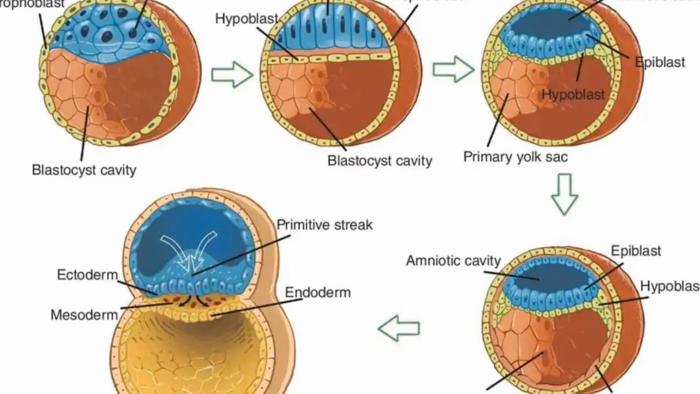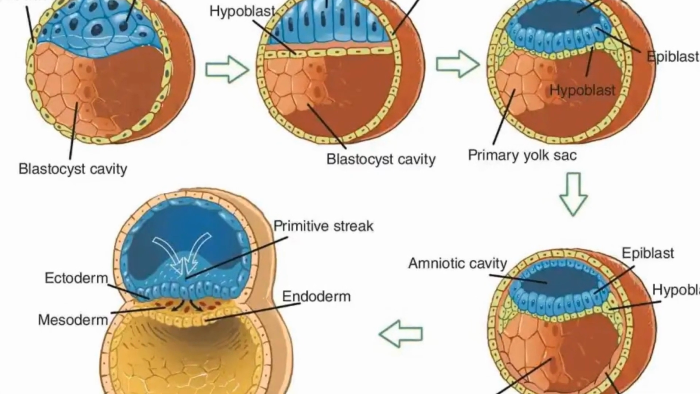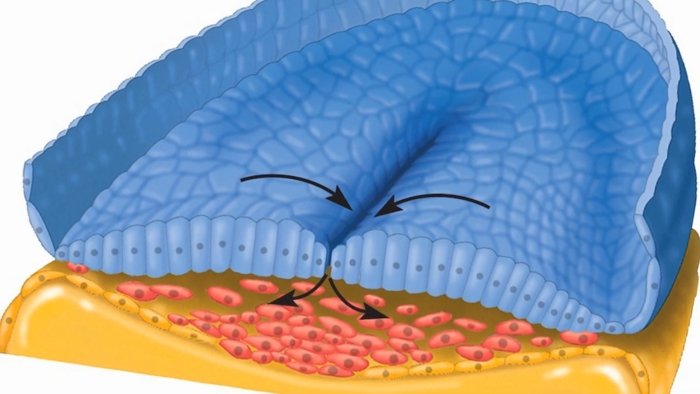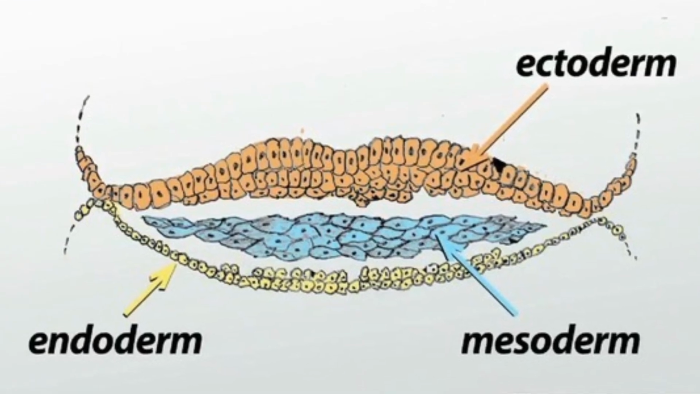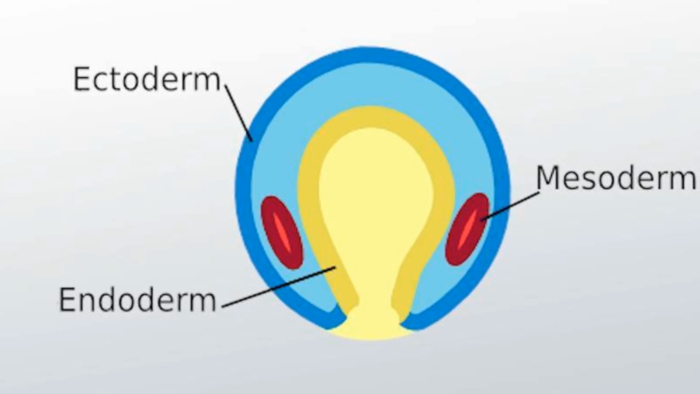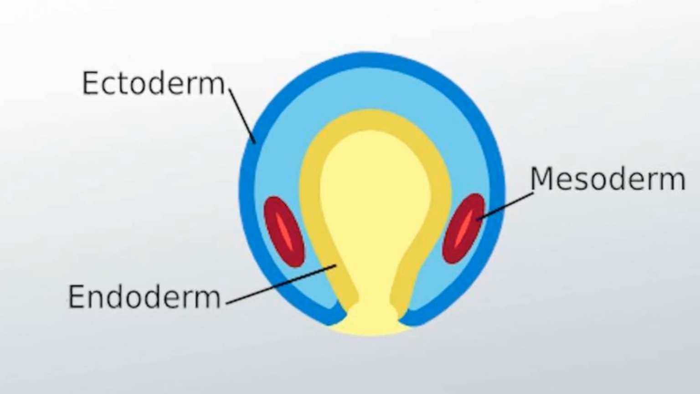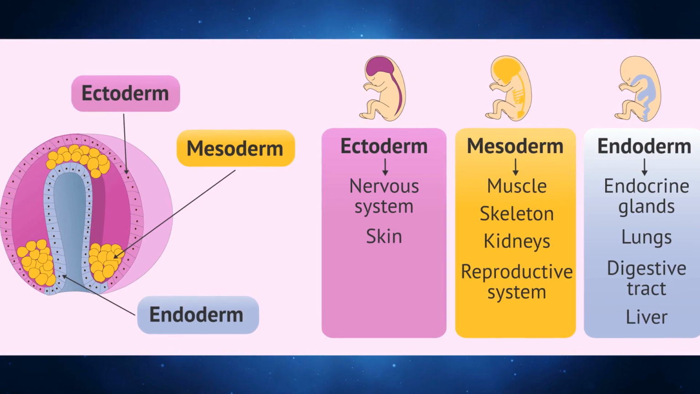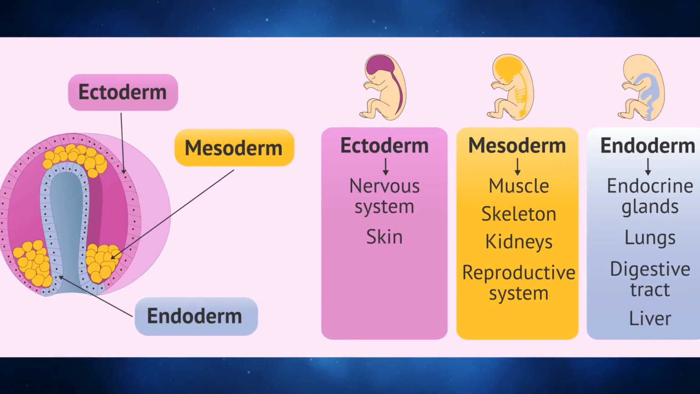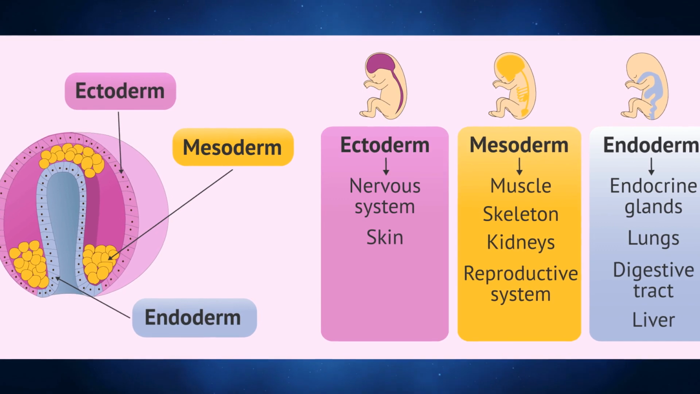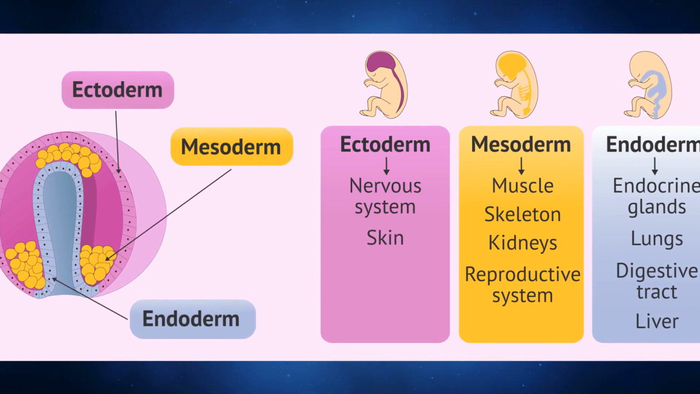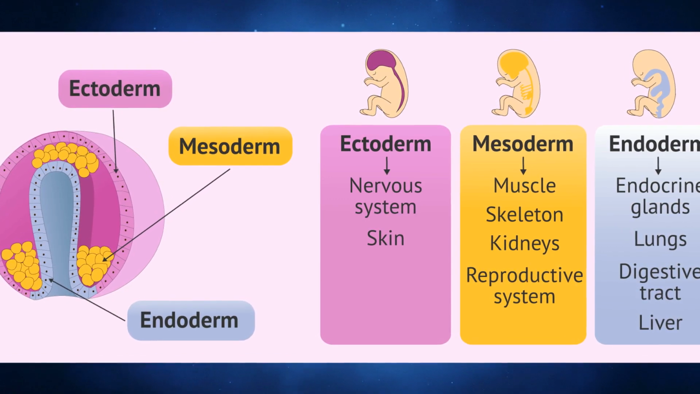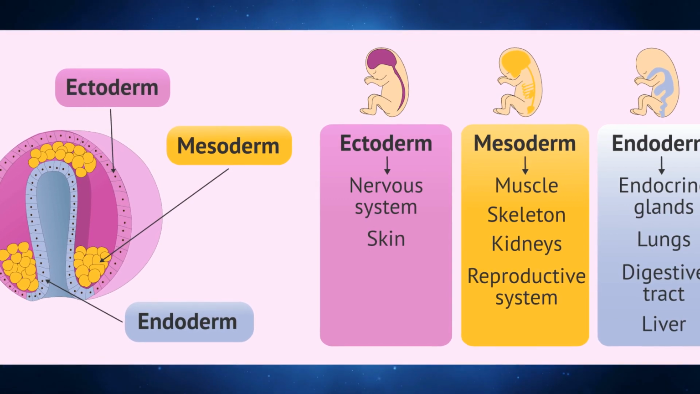As the epiblast and hypoblast continue to develop, they give rise to the three germ layers: ectoderm, mesoderm, and endoderm. Each of these layers has a specific role in forming different parts of the body. The ectoderm, for example, will become the skin and nervous system, while the mesoderm forms muscles, bones, and the cardiovascular system. The endoderm will develop into internal organs like the lungs and intestines.